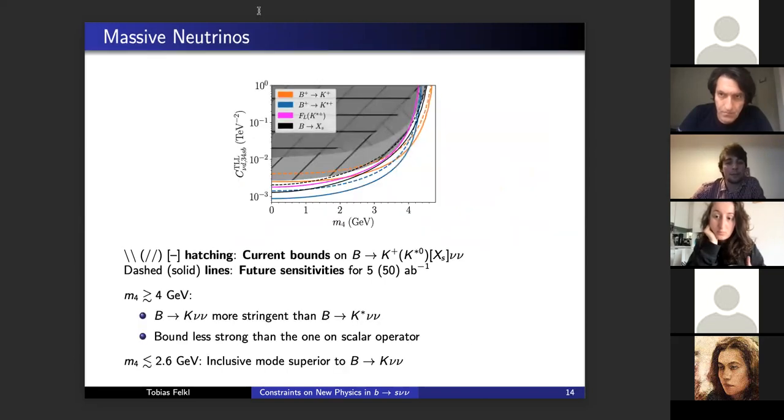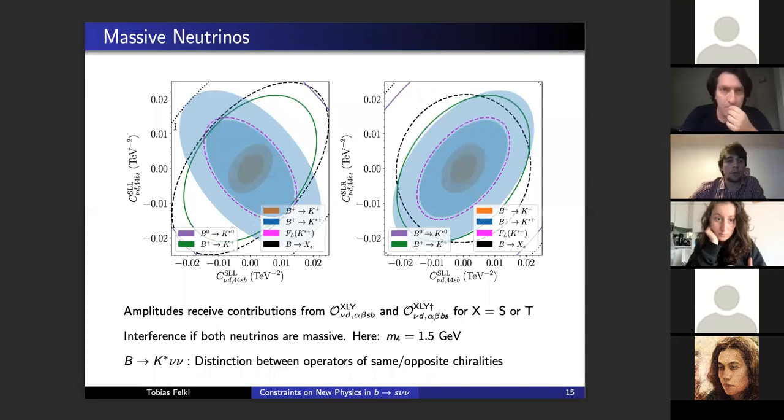And lastly, we have tensor operators, for which it is also the case that B2K will become the most competitive observable for quite heavy sterile neutrinos. But if you remain below 4 GeV or so, B2K star is the superior process. And in that range, tensor operator will also retain its status as the most constrained among the operators. And here it turns out that the inclusive mode is also a quite suitable probe. And in fact, it is superior to the mode B2K if the sterile neutrino is light enough. Okay, so that's my last slide.